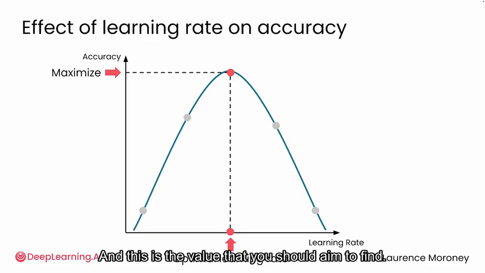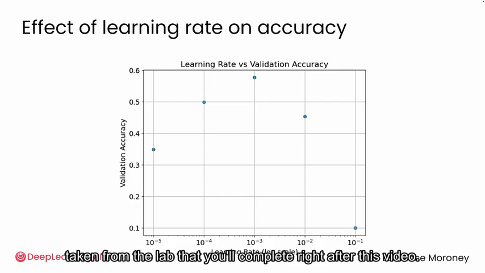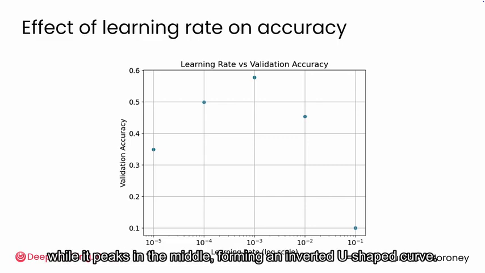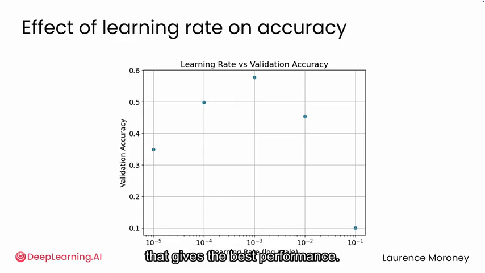Here's a chart that shows this exact pattern taken from the lab that you'll complete right after this video. You can see that performance is low at both ends of the log scale, while it peaks in the middle, forming an inverted U-shaped curve. This illustrates that there's an optimal learning rate that gives the best performance.